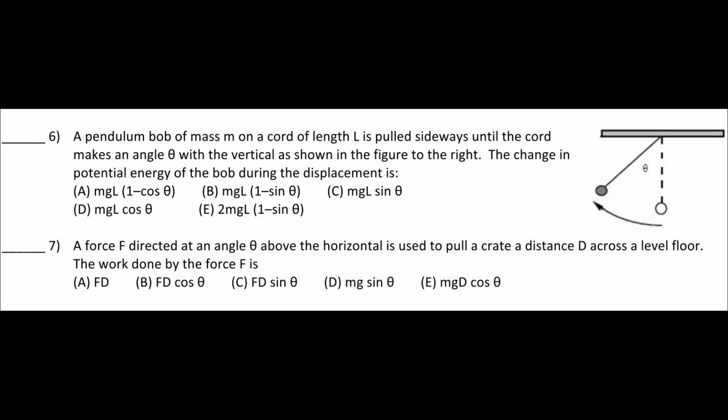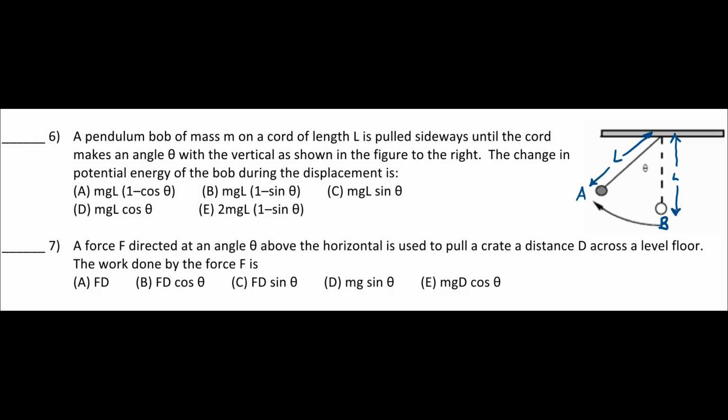In question number 6, we have a pendulum bob of mass m on a cord of length L. I'm going to go ahead and label cord L here on the sketch in blue. Notice that this is the same length L of the pendulum bob at the lower position. Let's call the upper position A and the lower position B. And we want to know the change in gravitational potential energy.